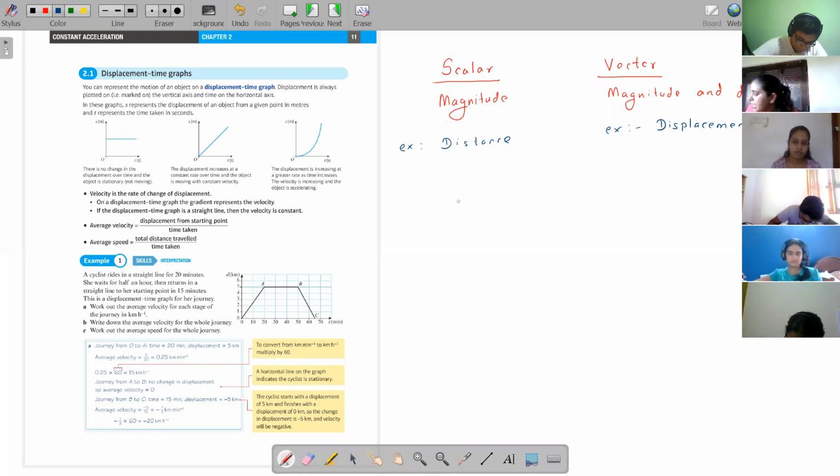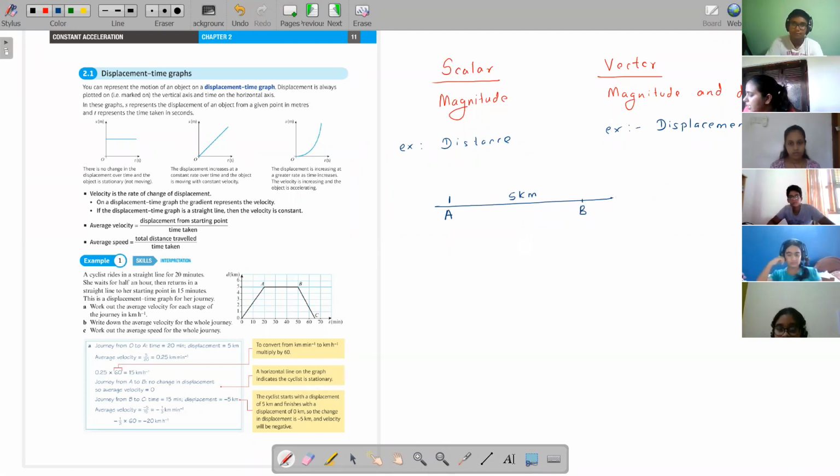Now, for example, say this is your starting point, A, and you travel 5 kilometers to point B, and then you go to point C, which is 2 kilometers further. So let me ask you a question. You first travel from A to B, then from B to C, and then you come back from C to B. What's the distance you travel?